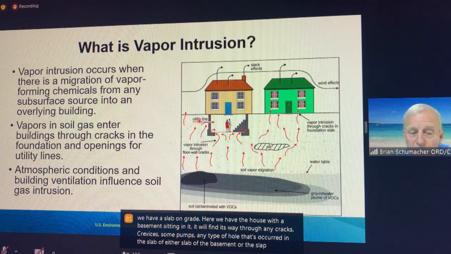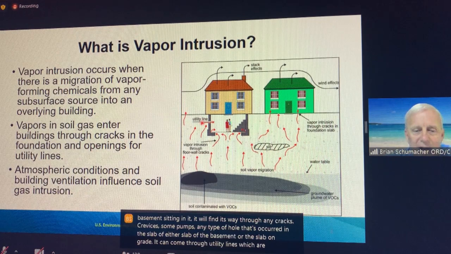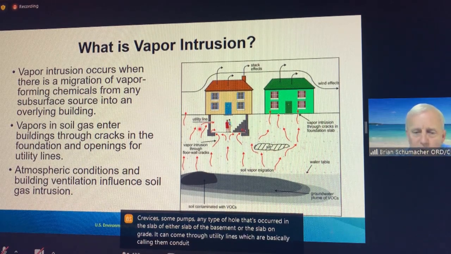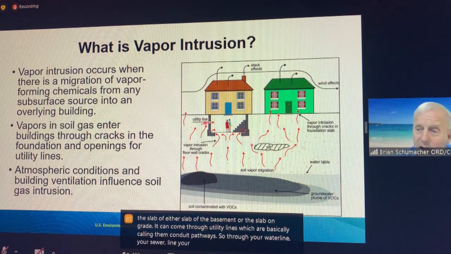It can come through utility lines, which are basically called conduit pathways, so through your water line, your sewer line, your gas line, whatever the case might be that's coming into your house.